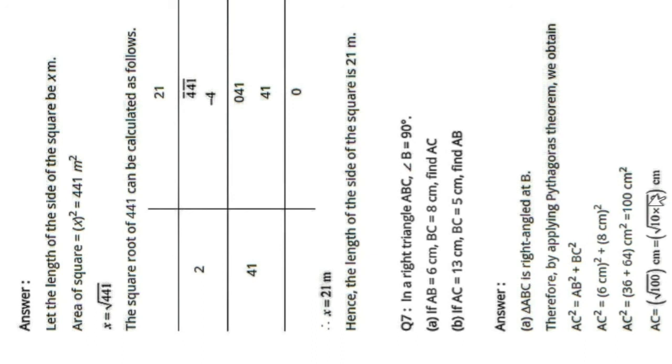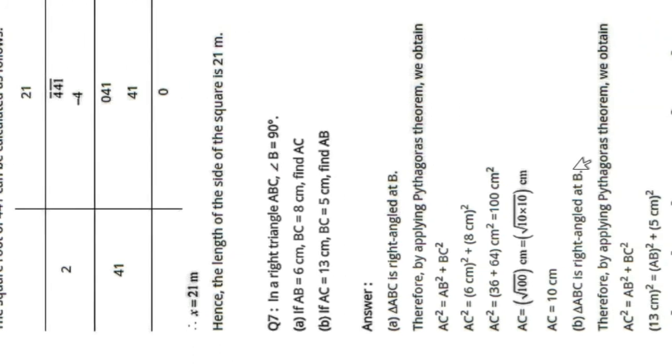Now second one, triangle ABC is right angled at B. Now by applying the Pythagoras theorem again, what we can say? AC square equal to AB square plus BC square. Now what is AC here? AC is 13, BC is 5. So 13 centimeter square equal to AB square plus 5 square. Now this 5 square will come here, it will become minus. So 13 square minus 5 square equal to AB square.